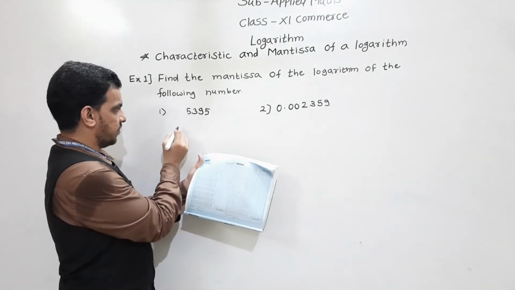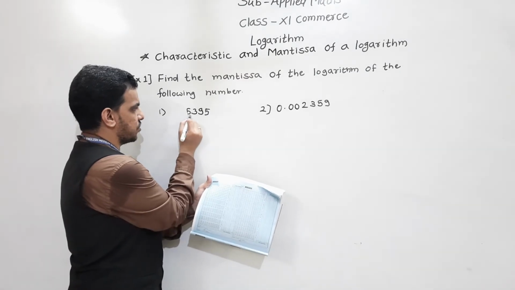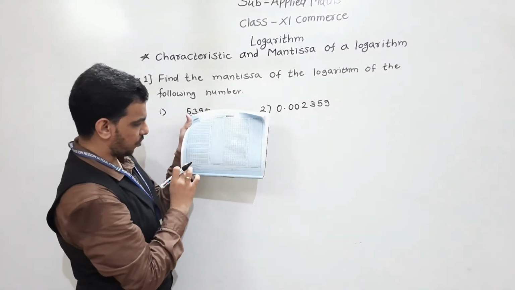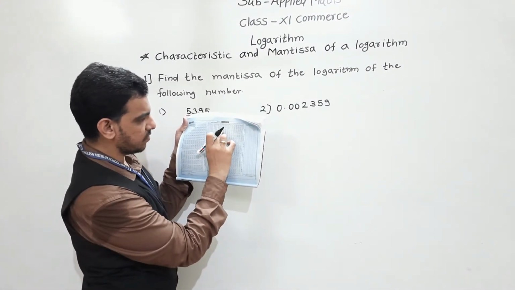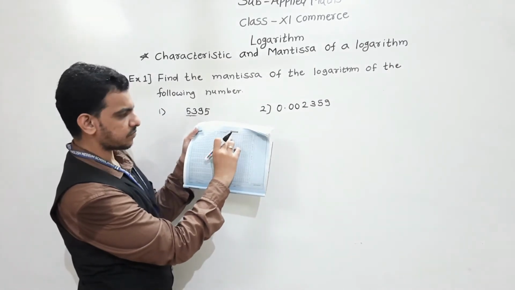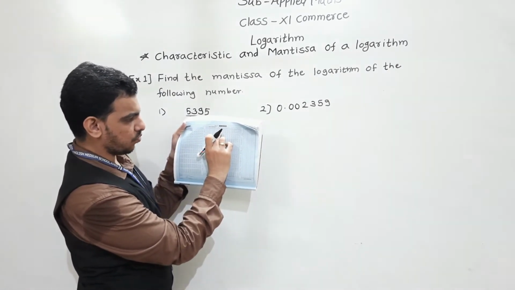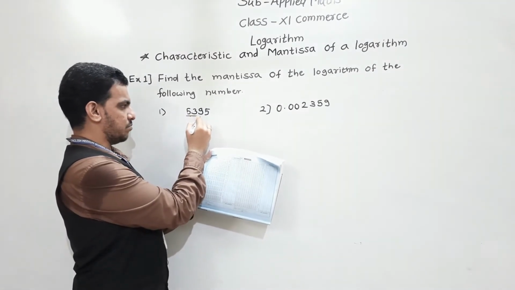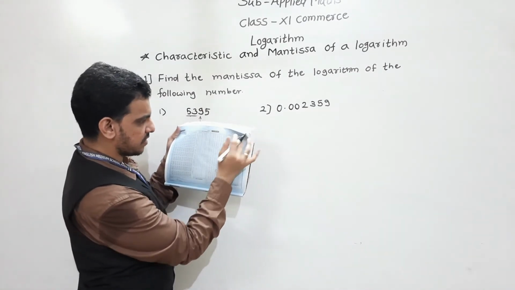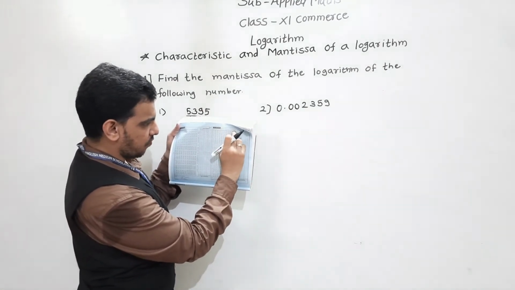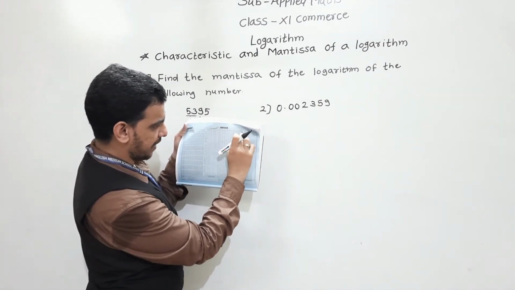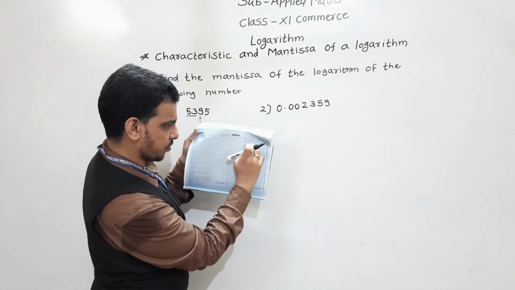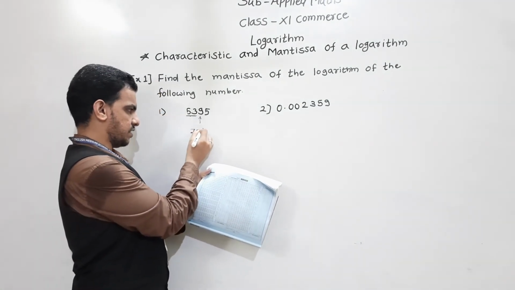What is the mantissa? Here the first two digits are 53. So we have to move in the row 53. After 53, the next number is 9. In the column headed 9, in the row 53, the number is 7316. You can observe here, this number is 7316.